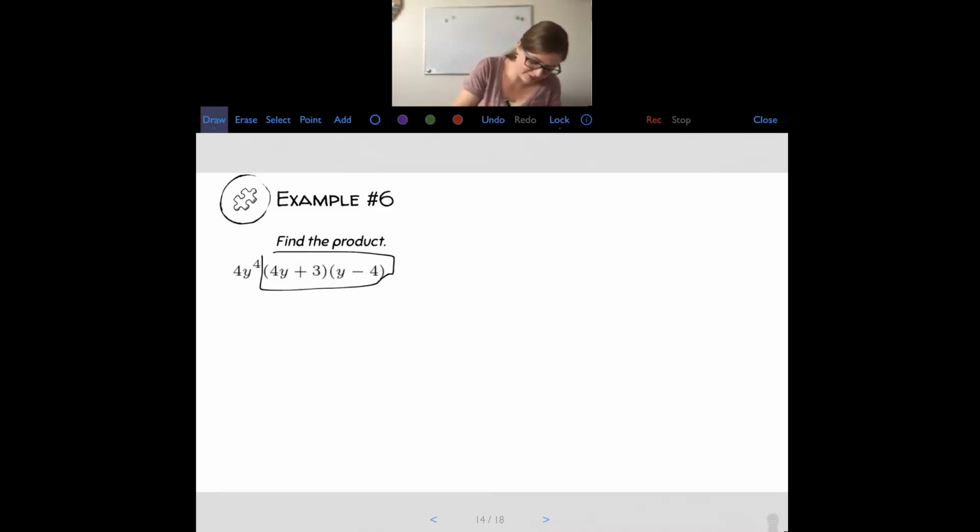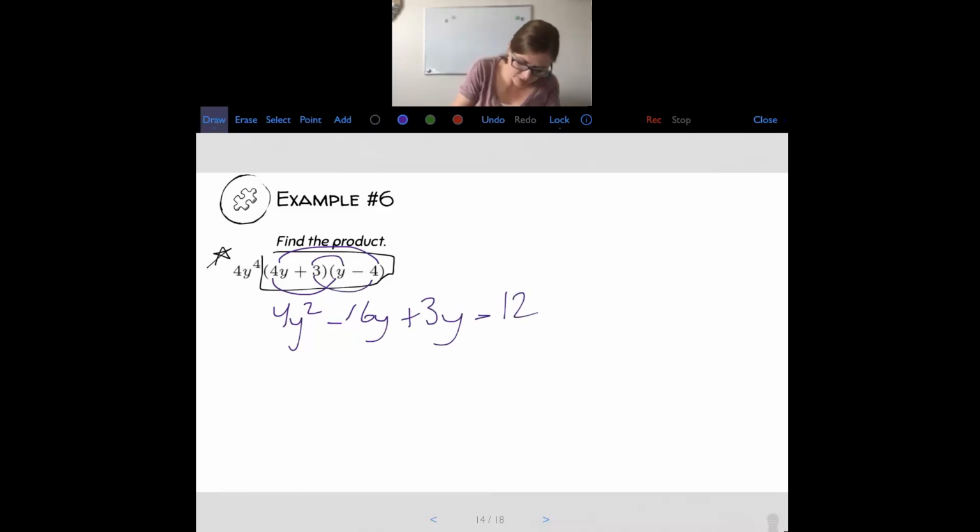Okay, so I'm just going to star it, and I'm going to leave the 4y to the 4th off to the side for a minute while I use FOIL on 4y plus 3 and y minus 4. Okay, so 4y times y is 4y squared. 4y times negative 4 is negative 16y. 3 times y is 3y. And 3 times negative 4 is negative 12. Okay, and then I'm going to simplify.